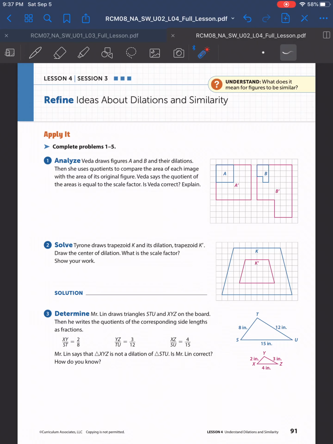Hi, 8th grade. Okay, lesson 4, session 3. We're going to get through it. There are no green pages, and then we have a quiz.